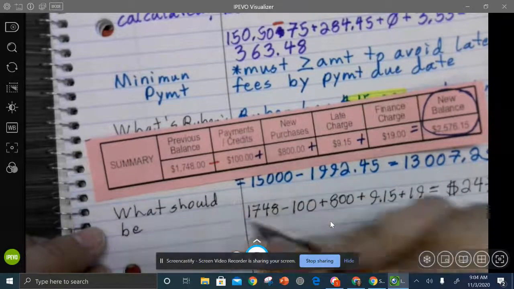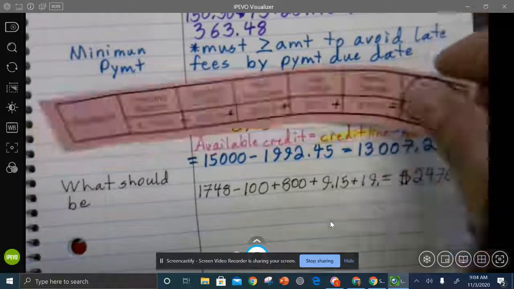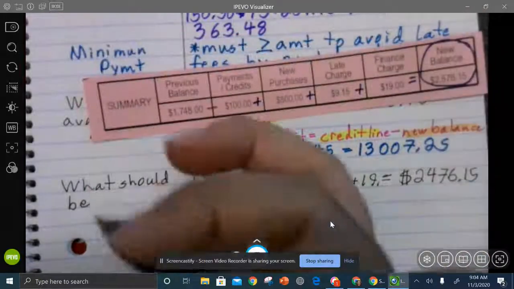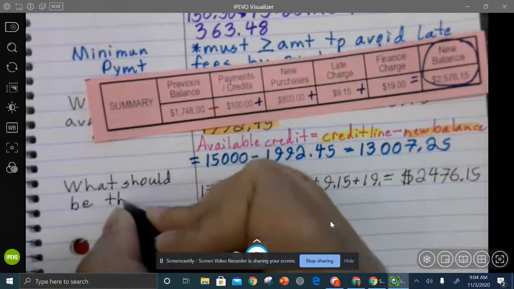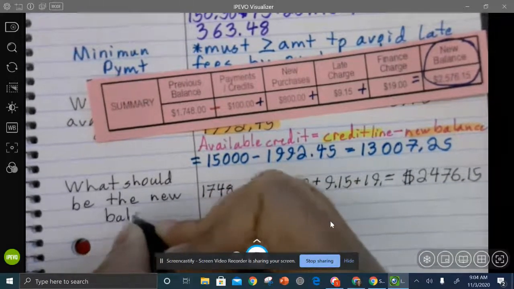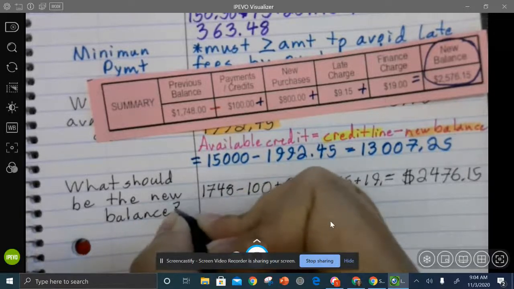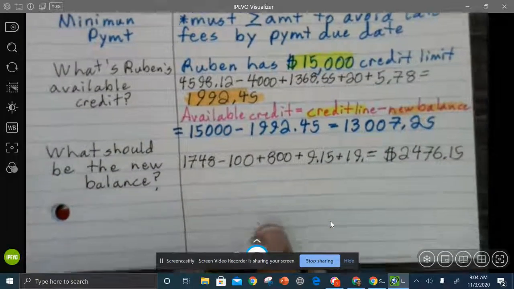I think it depends on the purchase, but you have like 60 or 90 days to dispute it. So this is what should be the new balance. So you need to contact the credit company to dispute that charge. Companies have 60 to 90 days to give you a refund. It just kind of depends on the company.